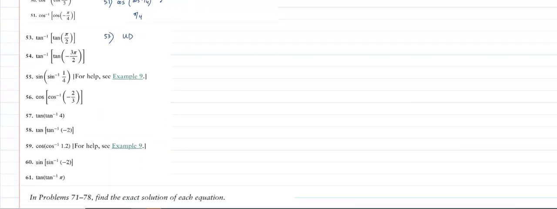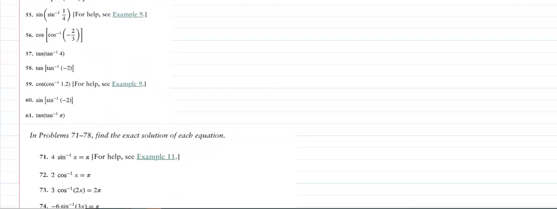Now that takes me to 55. Sine of sine inverse of 1/4. Here I have to make sure that 1/4 is between negative 1 and 1. It is. So the answer to 55 is just 1/4. 57, I have to make sure that the number is any real number, so no problem. The answer is 4. 59, cosine of cosine inverse of 1.2. Remember, there is no angle for which cosine is going to be 1.2 in value. Therefore, it is not defined.